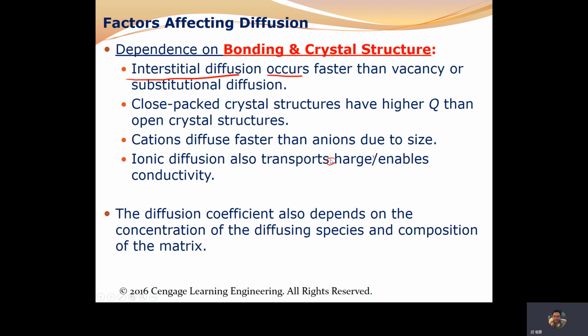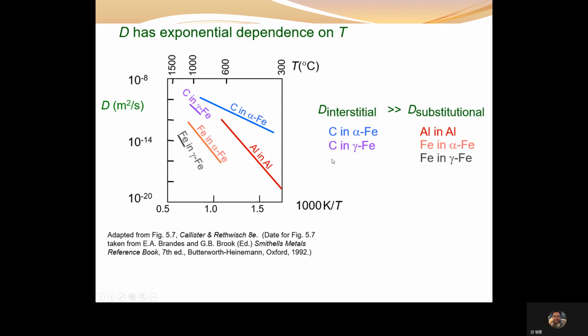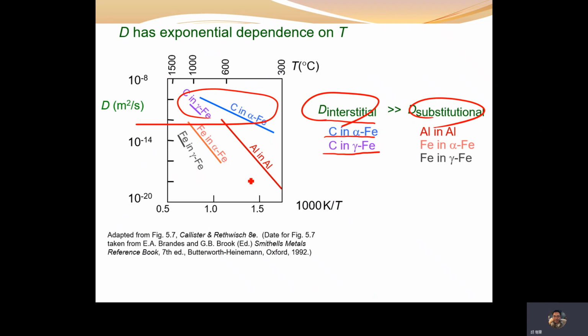Okay. And the diffusion coefficient also depends on the concentration of diffusing species and the composition of the matrix. That's for sure. We already mentioned that the concentration gradient is the driving force to trigger the diffusion process. So this figure shows the diffusion coefficient corresponding to different types of steel and metal alloys. For example, interstitial diffusion, which is carbon in alpha iron or carbon atoms diffusing in gamma iron, is much faster than substitutional diffusion.